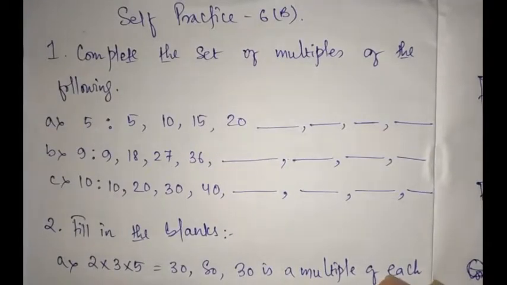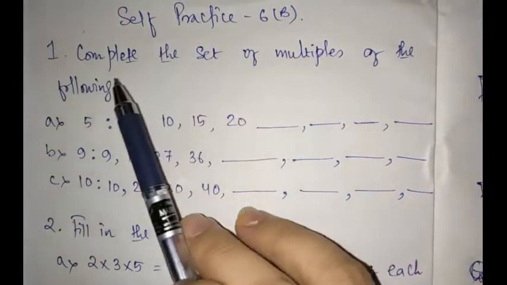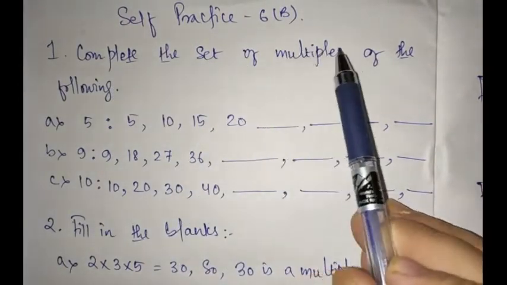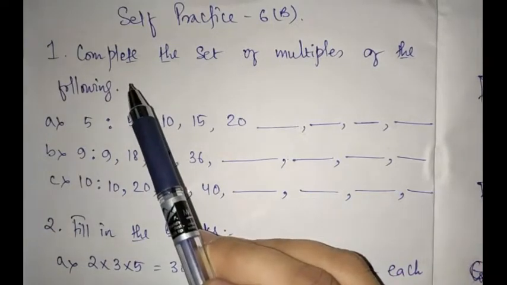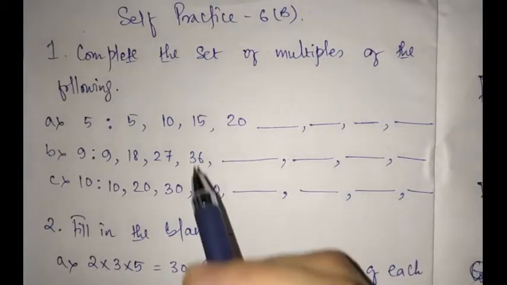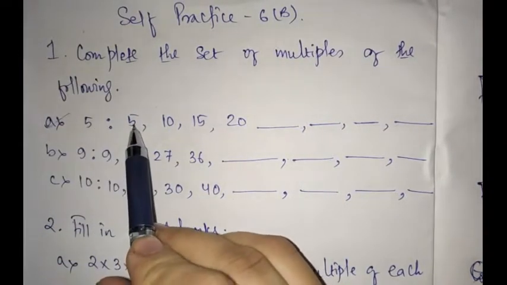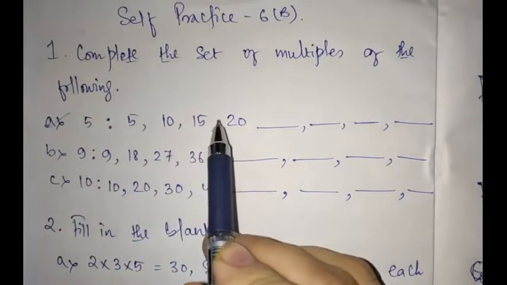So my dear children, here we have the first question from self practice 6B. The question states: complete the set of multiples of each of the following. So you have understood the concept of multiples. You know the table, right? Any table, like 5 1s are 5, 5 2s are 10. That is just multiples, right? So here you have to write the table of 5. So 5 1s is 5, 5 2s are 10, 5 3s are 15, 5 4s are 20.